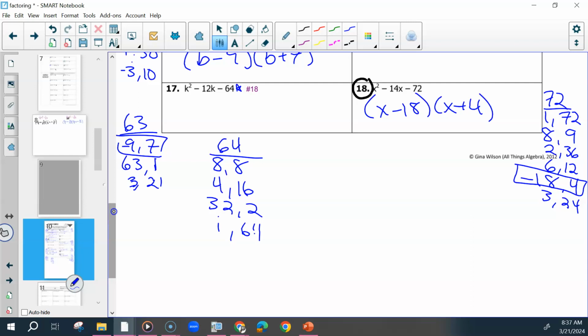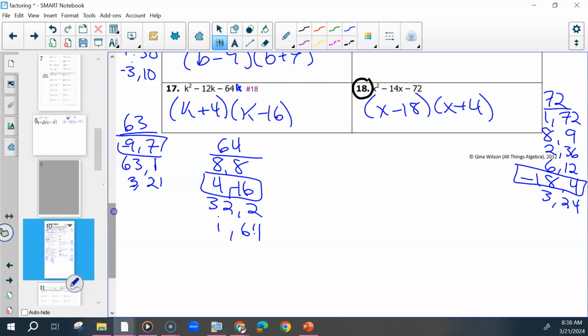And then which of those could be used? Which one would be the negative? Well, negative 4 and 16. Would they add or subtract to be negative 12? It would be negative 16. Okay, plus 4, minus 16.